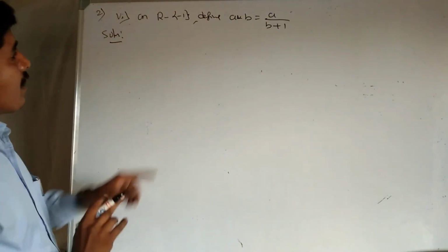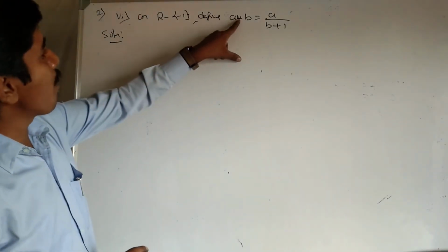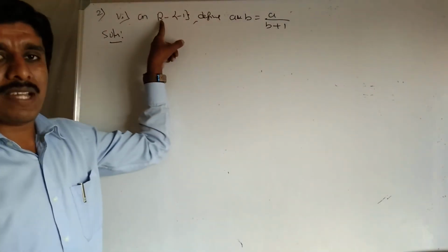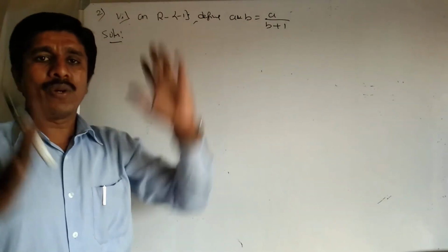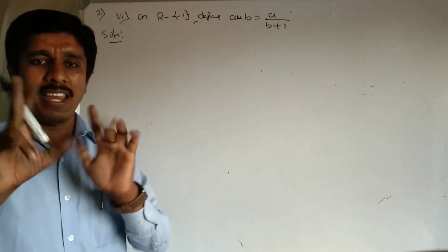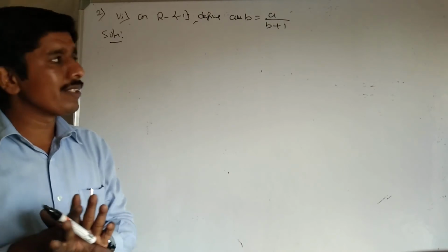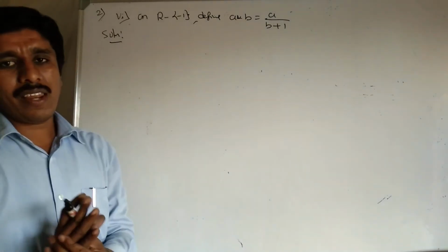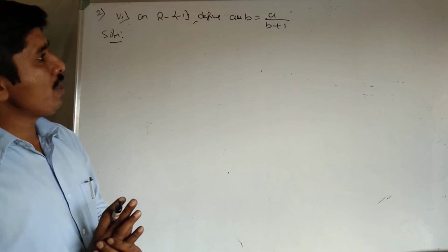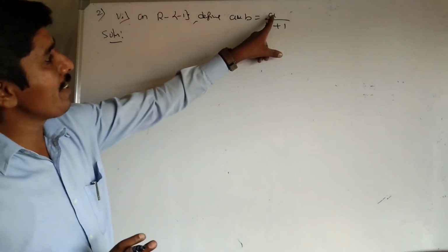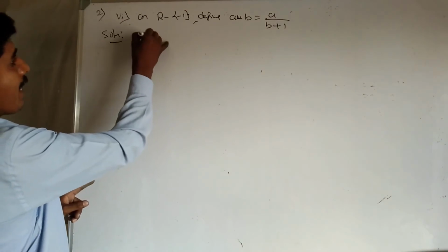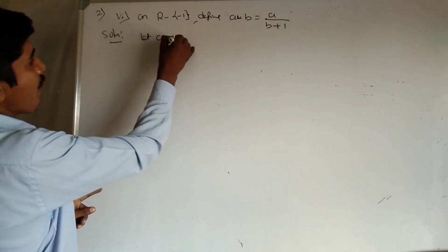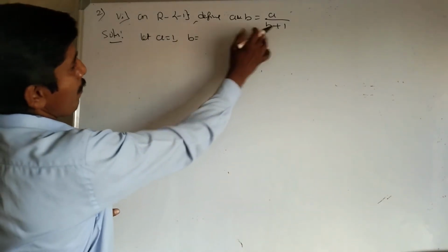Mind it: the binary operation star is defined on the set of all real numbers except minus 1. You take A and B as any two real numbers other than minus 1. Then is it a binary operation or not? We can observe here, suppose you take A equal to 1 and B equal to minus 2. Let me take A equal to 1, B equal to minus 2. What happens here?